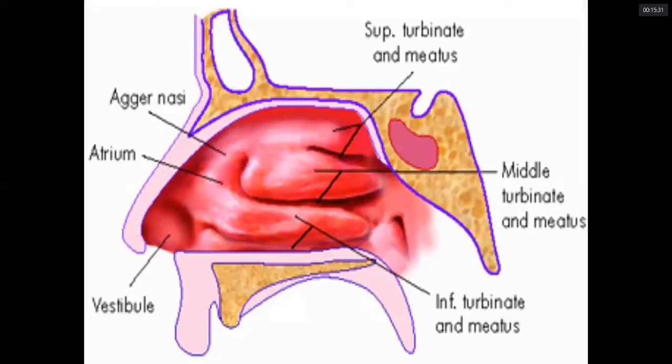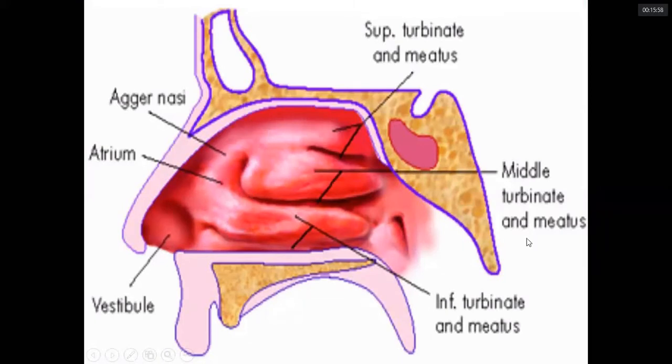Before we go deeper into the topic, I need to give you an overview of the nasal cavity. So this is the vestibule. Obstruction may occur here, and in the nasal cavity, the obstruction may occur here. Inferior turbinate, middle turbinate, and superior turbinate, and their corresponding meatus. This is the atrium, and this is the agger nasi, the innermost ethmoidal cell.